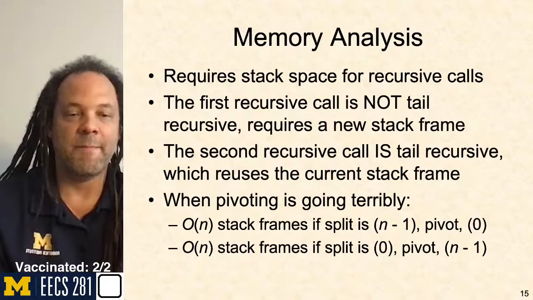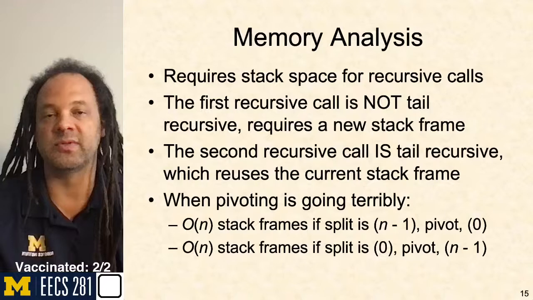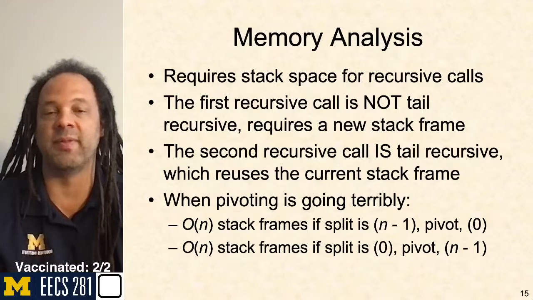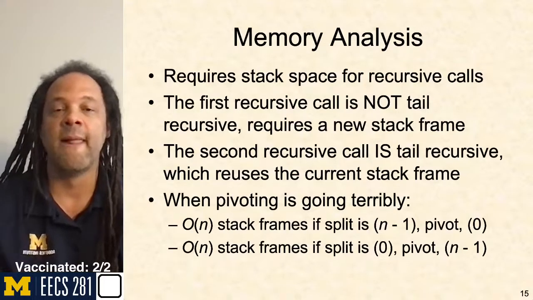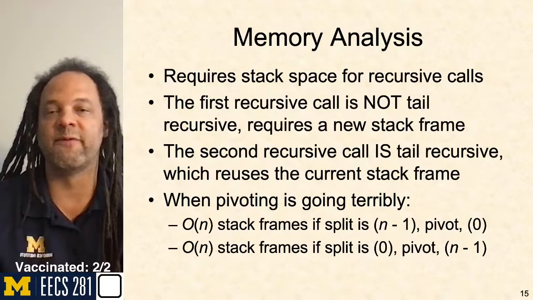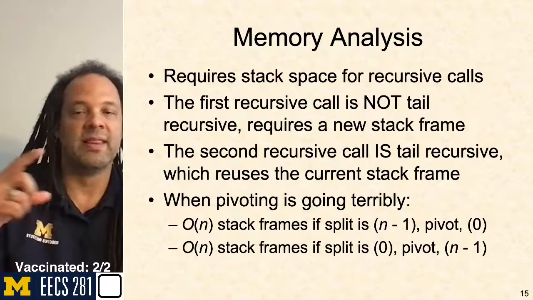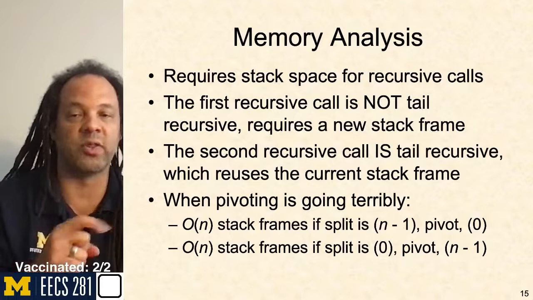In terms of memory analysis, there was not much in terms of variables. We just had a local swap variable, or maybe a couple of indices that I looked at, left and right. But I am making recursive calls. If you remember the very first version of it, we had our base case, then we did the partition step, then we called Quicksort on the left half and Quicksort on the right half.